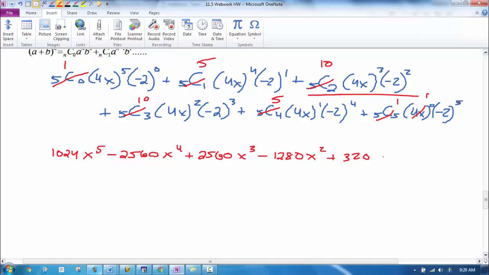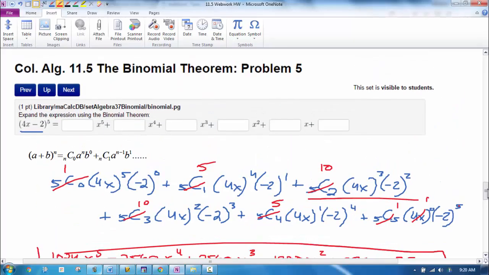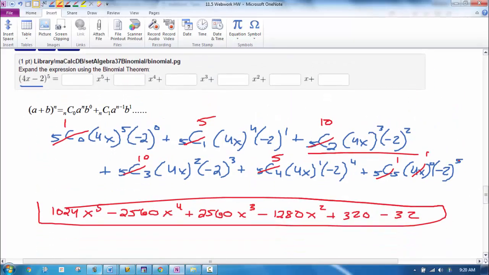So that should be my answer right there, which I think I have to enter that whole thing in, just the coefficients. So 1024 goes here, and so on.